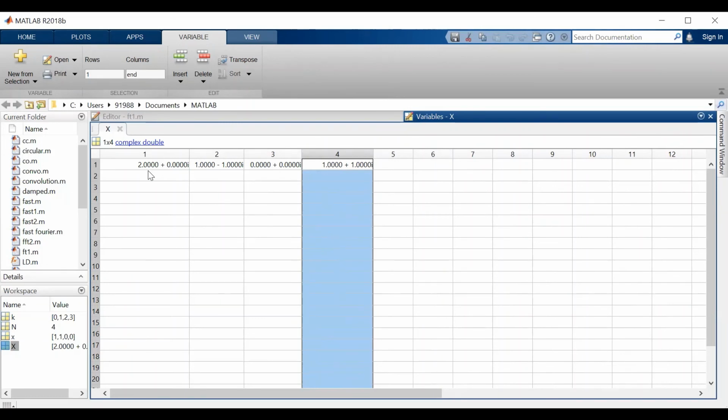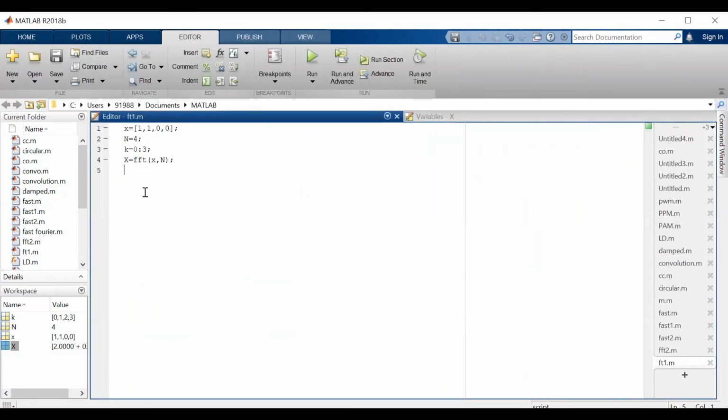You can see here 2 plus 0, that is 2. 1 minus i, here instead of j it is i, 0 plus 0, that is 0. And 1 plus i. So we got the same result, and it is a complex quantity. Now we can have two plots here because it is complex. We can have a magnitude spectrum and also a phase spectrum. So let us plot both magnitude and phase.